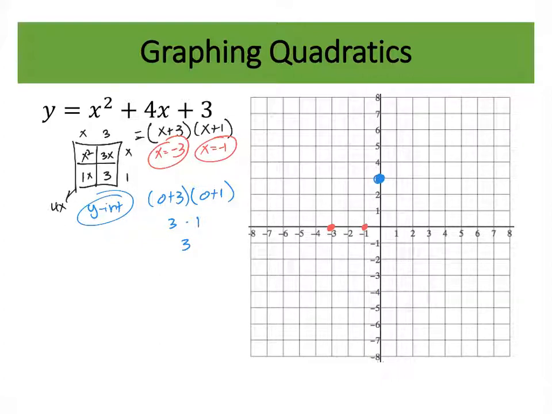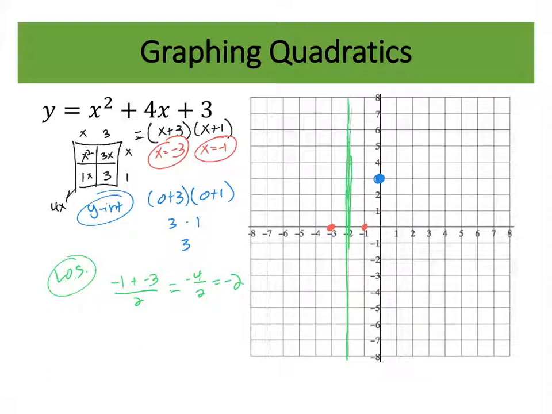Now I need my line of symmetry. And that's the average of the x-intercepts, so negative 1 plus negative 3. And then we're taking the average of that, so that's negative 4 over 2, or just negative 2. So I'm going to draw that in as best I can. This is always the hardest part. The line of symmetry is this big green line, and it goes through negative 2.